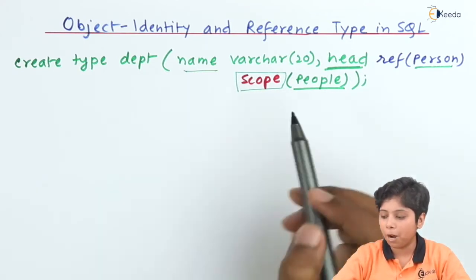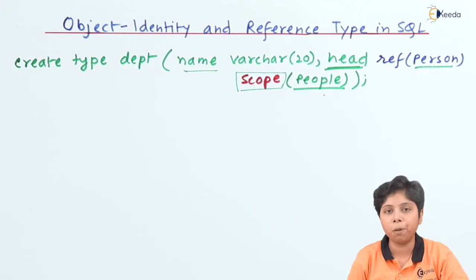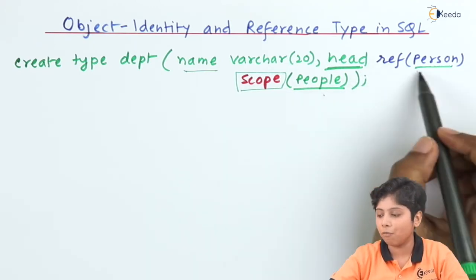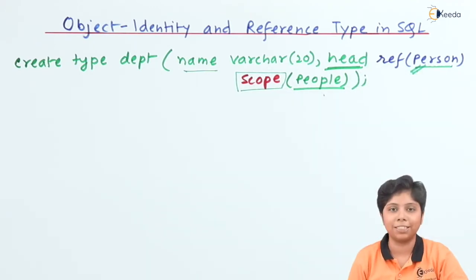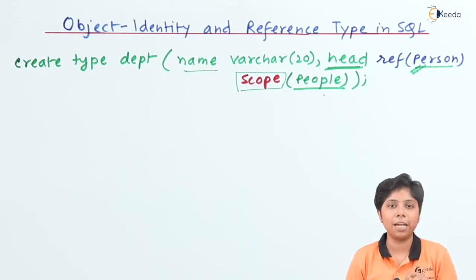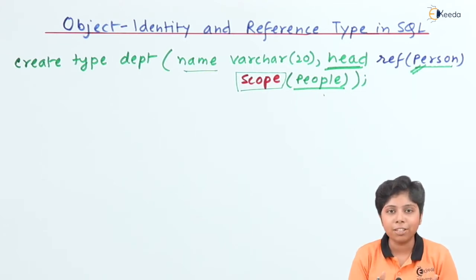Now the object department is scoped on the people relation name, which is referencing the person object. So people is a relation name, and person is an object or data type name. So we can refer to a data type object, but the scope will be on a relation, that is, on which table we can use this department.